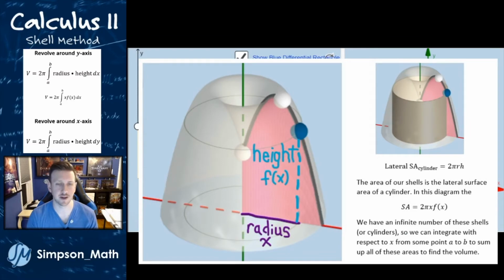So here's this note that I've made. My radius is the x-axis, the x value is the radius. The height is f of x. Just a little geometry reminder: the lateral surface area, as in the above picture that is more solid, the area of our shells, the lateral surface area of a cylinder, is 2 pi r times h. Now what is that? Well, that's the base times the height.